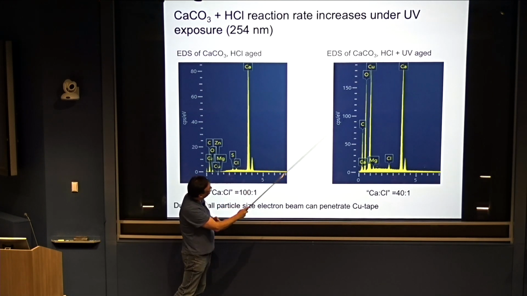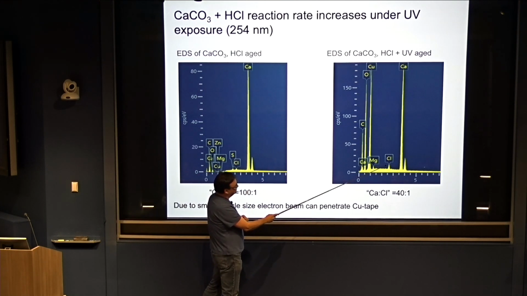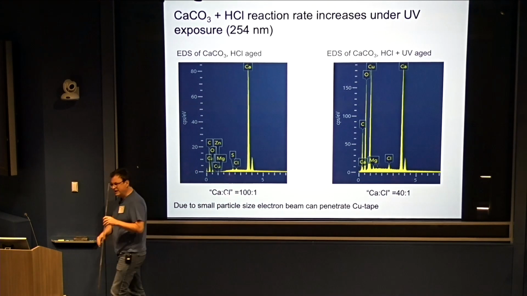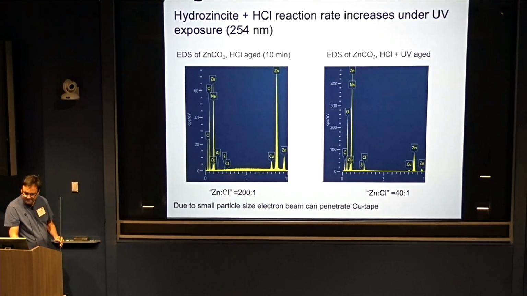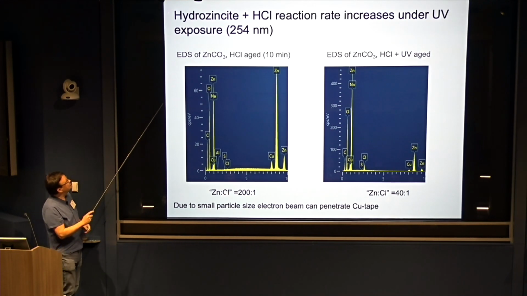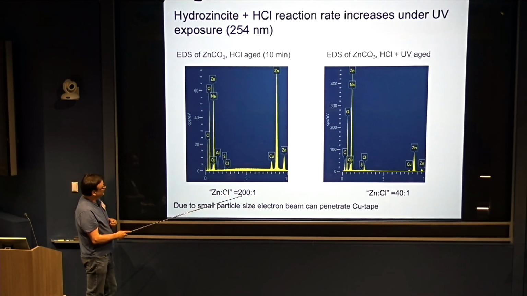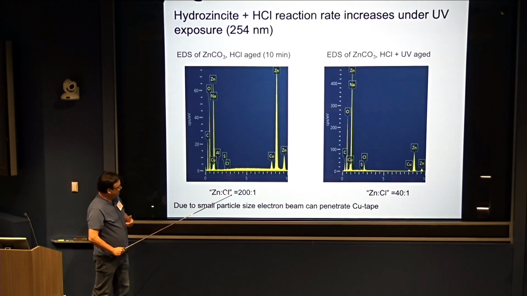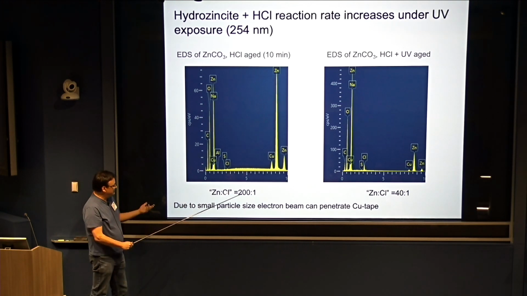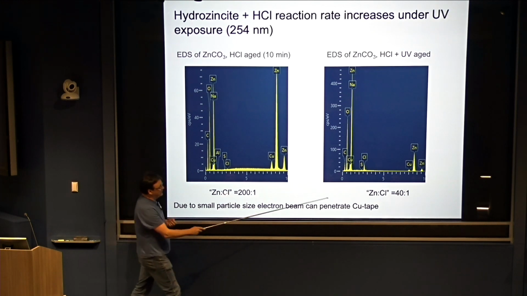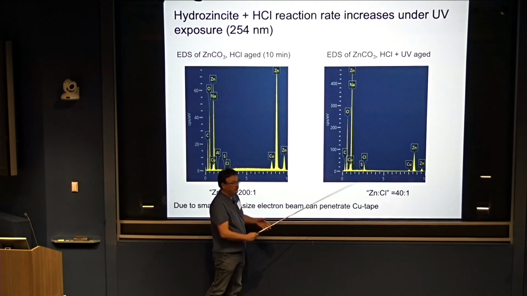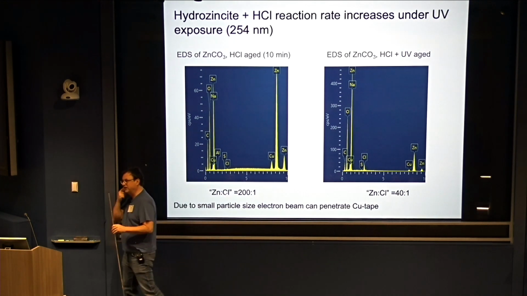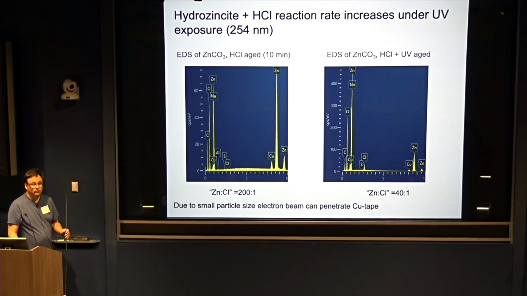When we add UV, we see for the calcium carbonate a significant increase in the reaction, where the ratio has changed significantly. And this is not just for calcium carbonate. We see the same effect with our hydrozincite plus HCl. If we do it without UV, as we just said, it looked like it reacts slower. The zinc to chlorine ratio is much higher, but it actually changes a lot when you expose it to UV again. I actually have no clue why this would be happening. I don't understand how UV would change it so much. I hope that people here are able to help us with this.